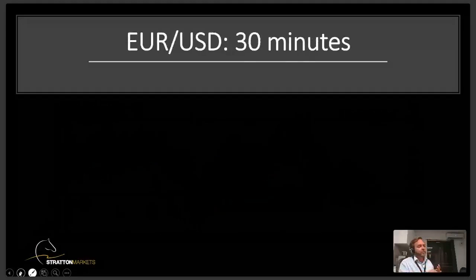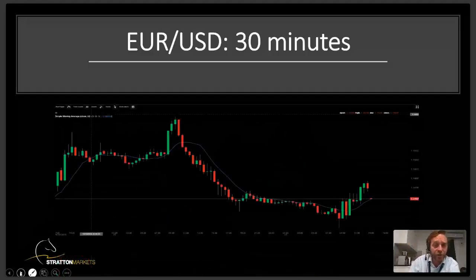Let's look at the euro dollar, but this time, for those swing traders, let's look at a 30-minute chart. So here's a 30-minute chart, euro dollar again. Remember, same rules apply. It doesn't matter on the time frame. Above the moving average, uptrend, below, downtrend. Above it, potential support. Below it, potential resistance.